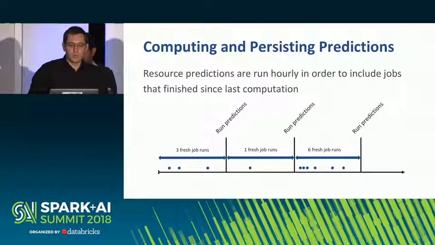Now, computation and persisting of predictions is going to be done on an hourly basis because, as I said, we have a lot of periodic jobs, and different jobs are landing at different times. And here in this picture, you can see that there were 3 runs of the prediction algorithm, and this is done in order to pick up the jobs which landed in the last hour. So the first computation will pick up the 3 fresh runs of the jobs. The second computation will take into account only 1 job, which finished within an hour. And the last round of the predictions will take into account 6 fresh job runs.